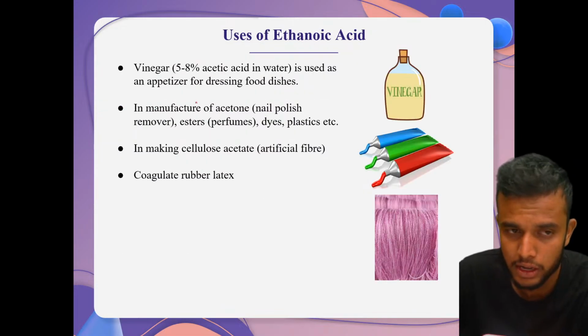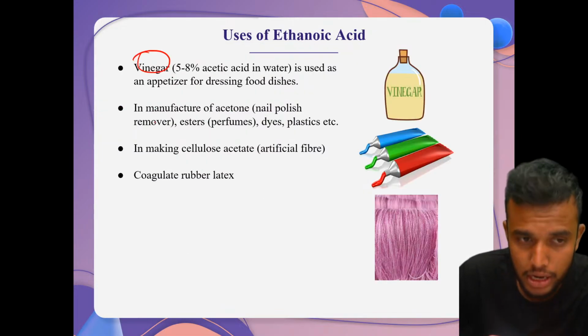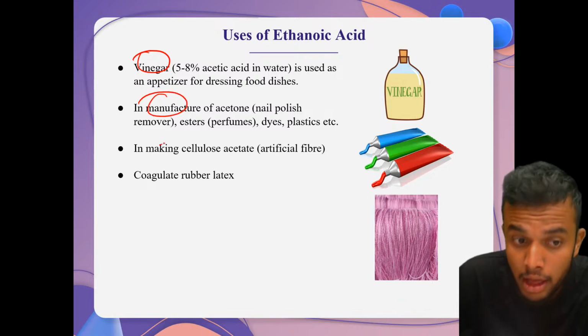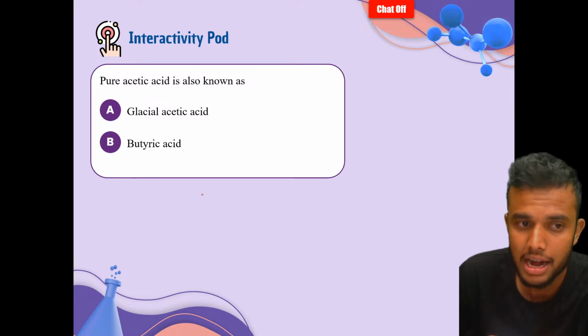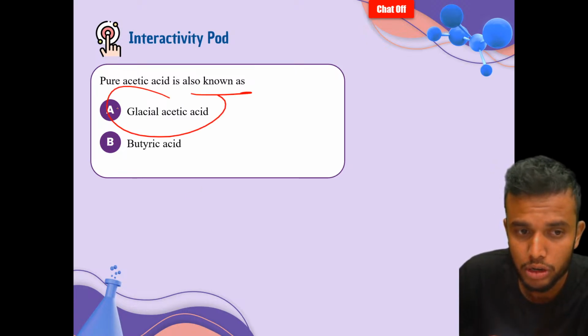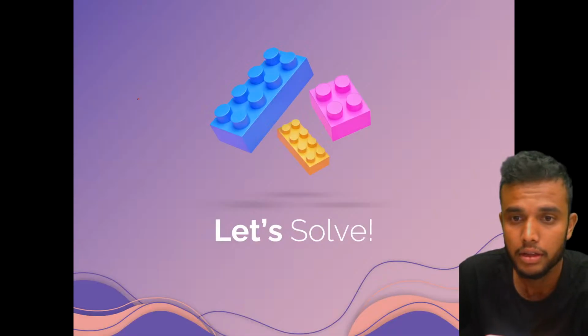Then the uses of ethanoic acid. Ethanoic acid is used in the vinegar process, in the manufacture of acetone, and in making cellulose acetate and rubber. These are the uses. And here one question is there: pure acetic acid is also called glacial acetic acid. Very simple. Done, students?